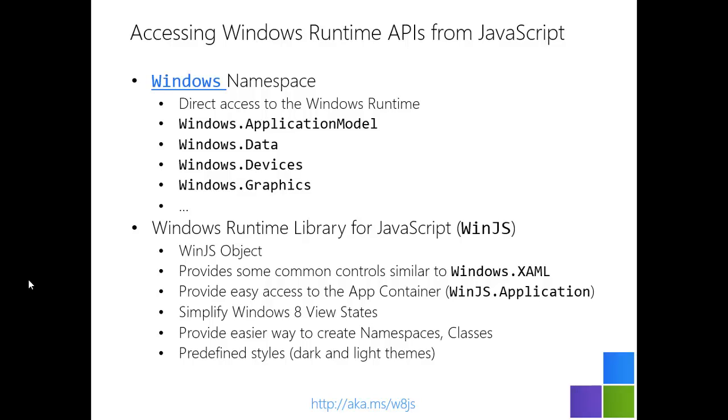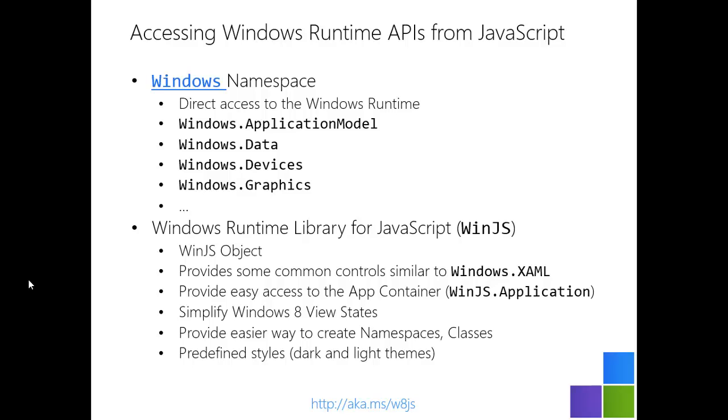You access it through this WinJS object, and it does a number of things for you. It includes a bunch of controls, like those that C# and XAML developers are used to having, list boxes and rating controls, etc. It provides simple access to the app container and the application lifetime events. It has CSS media query support for the different view states, simplifies the ability to create namespaces in your own classes, dealing with async and promises, the built-in themes for dark and light, etc. Lots of cool stuff built into WinJS. Just remember, you don't have to use that. And I should mention that you can also load other libraries. Do you like jQuery?